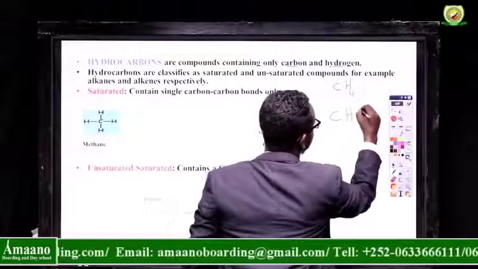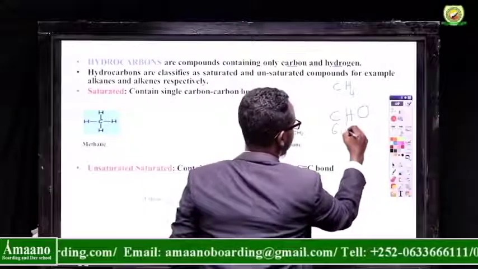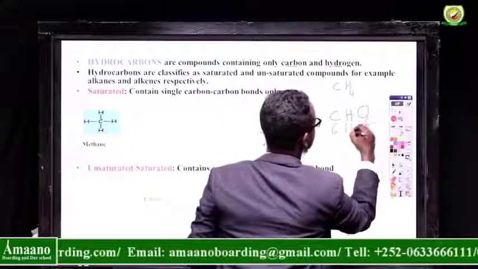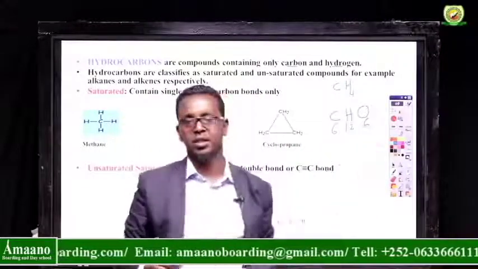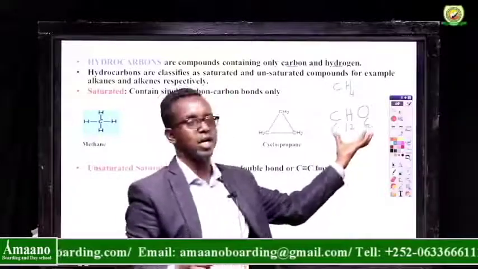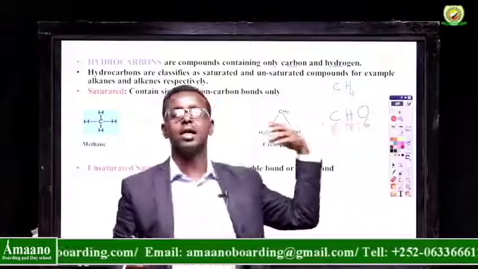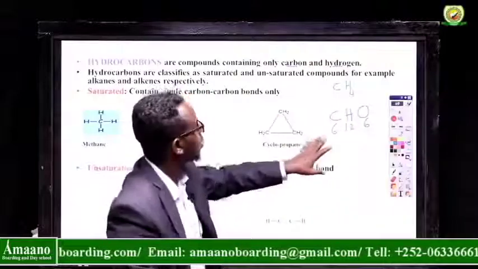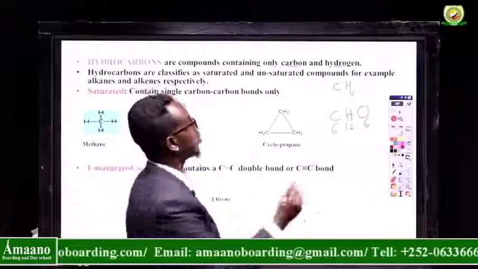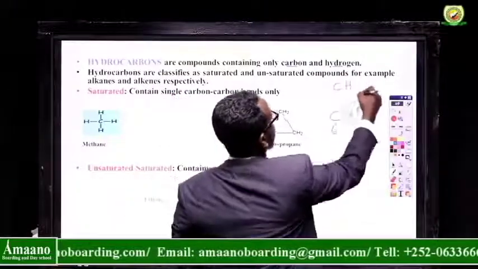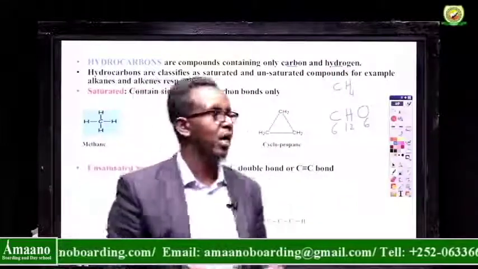What about if it contains more than 2 elements, like this one? You are familiar with this compound. Most of the students are familiar with this one: C6H12O6. This is called glucose. It contains carbon, hydrogen, and oxygen. So at this time I can't say this is a hydrocarbon because it contains extra atoms. It contains oxygen, another atom. So what are hydrocarbons? Hydrocarbons are compounds containing only carbon and hydrogen.